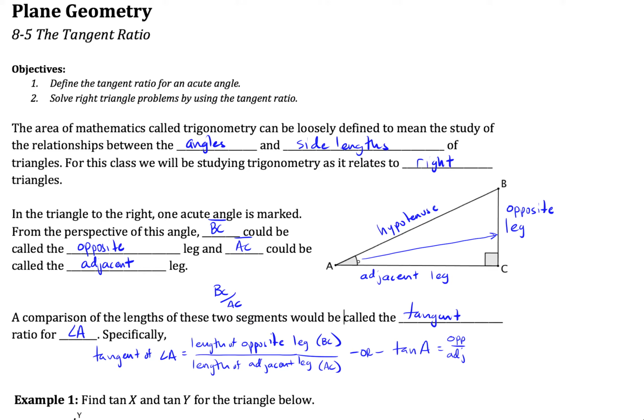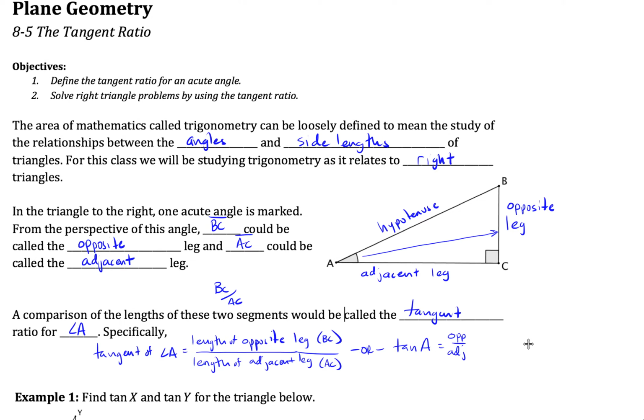we're looking at angle A in a right triangle, if I wanted to know what the tangent ratio is for angle A, I would just take the length of the opposite leg and divide it by the length of the adjacent leg. And that's what the tangent ratio is.